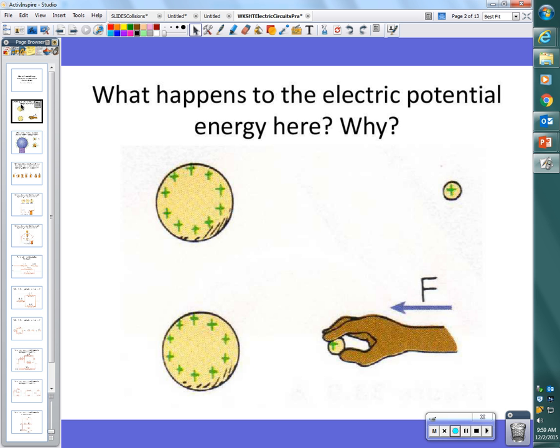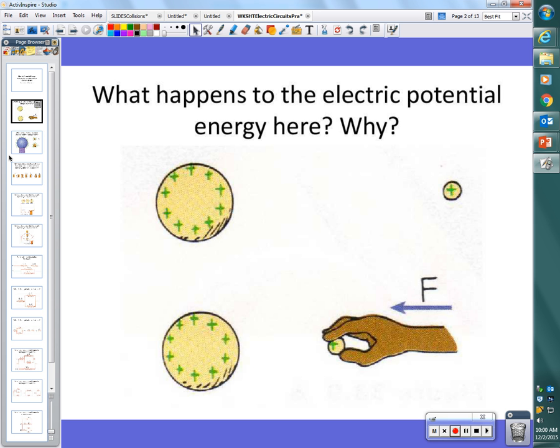All right, let's discuss. So, first, what happens to electric potential energy in this situation? Ryan? Okay. Electric potential energy increases because a positive charge is being pushed closer to another positive charge.